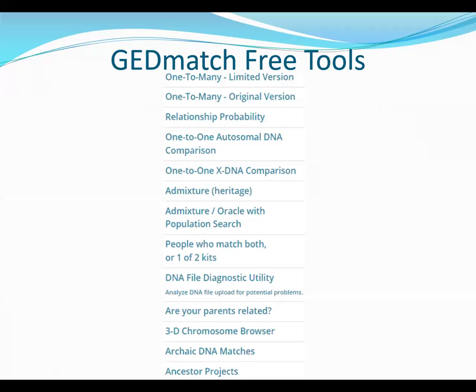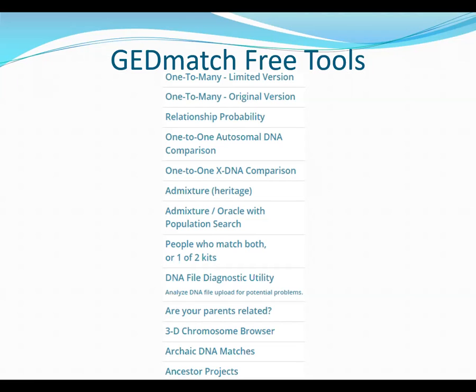I'm now going to introduce some of the other free tools that GEDmatch offers. Most of these I'm going to be talking about in this presentation to a certain extent, but I'm going to highlight a few that I'm not going to be talking about otherwise. One is the DNA diagnostic utility, where you can look for potential problems. Also, self-explanatory is the link there to, are your parents related to each other? And this will tell you, if you put in their kit numbers, how closely your parents are related.